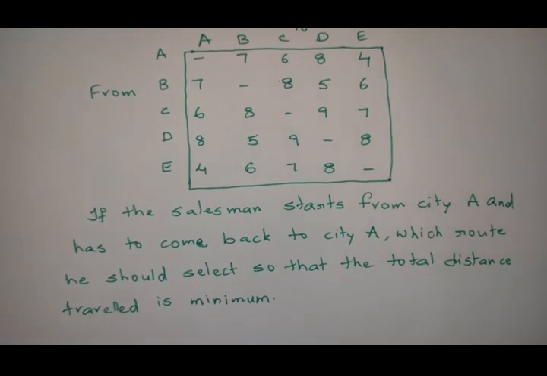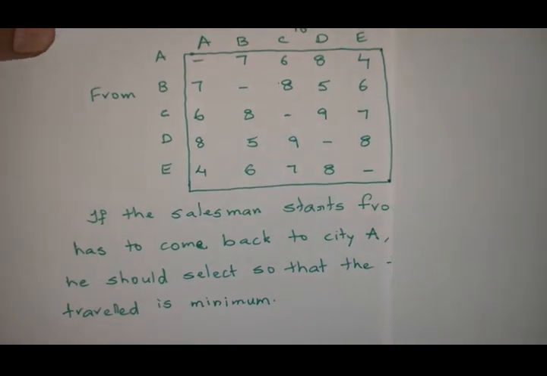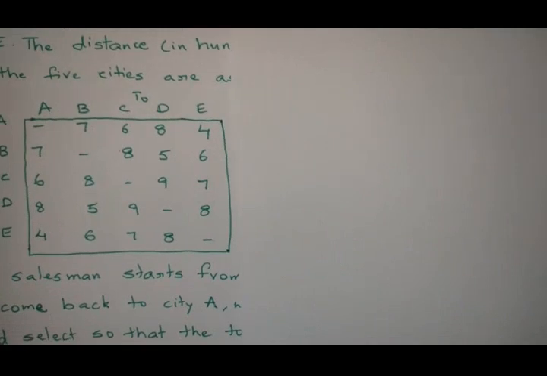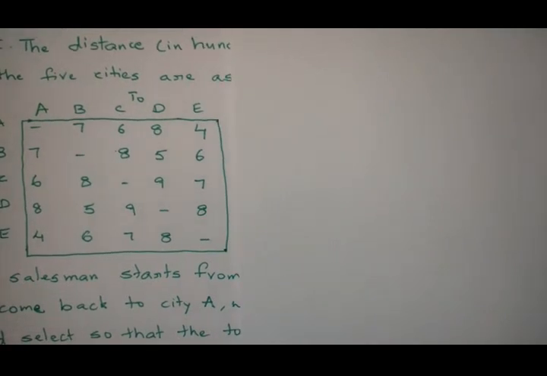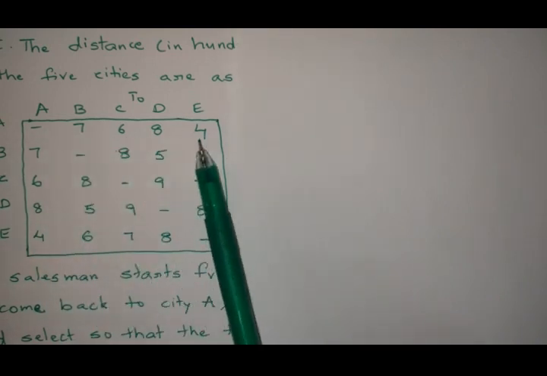The first step in solving is the row reduction process. So let us do the row reduction. Let us start from row 1. In the first row, what is the minimum value? It is 4. So subtract 4 from each and every value in that row.